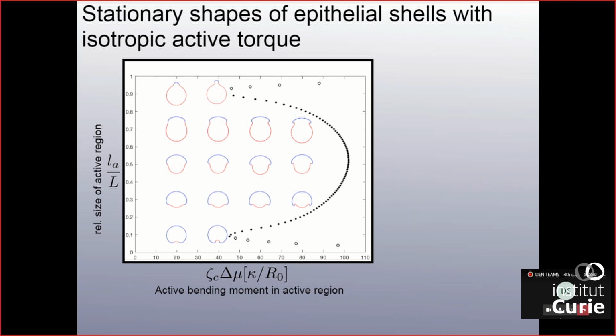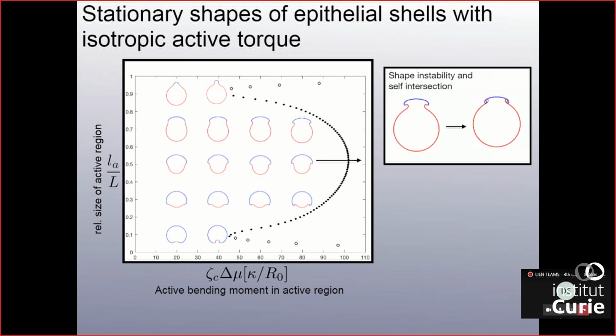Okay, but looking at the phase diagram, one can also look at what happens after this line. After this line, there is a transition, a shape instability. If one crosses this line in that direction, then a sort of strange shape emerges, where the surface rubs onto itself and self-intersects. But with the model, we cannot predict what is going to happen after self-intersection.